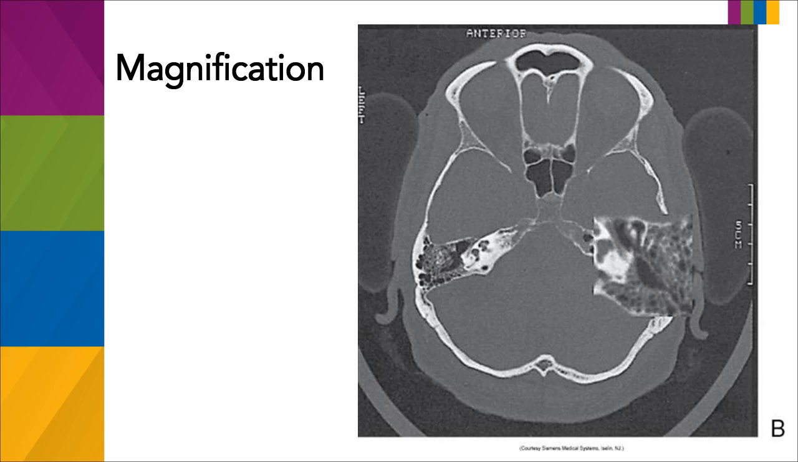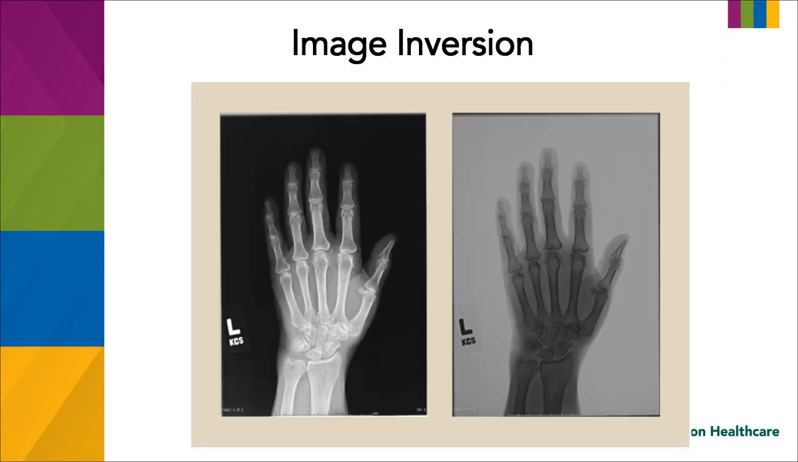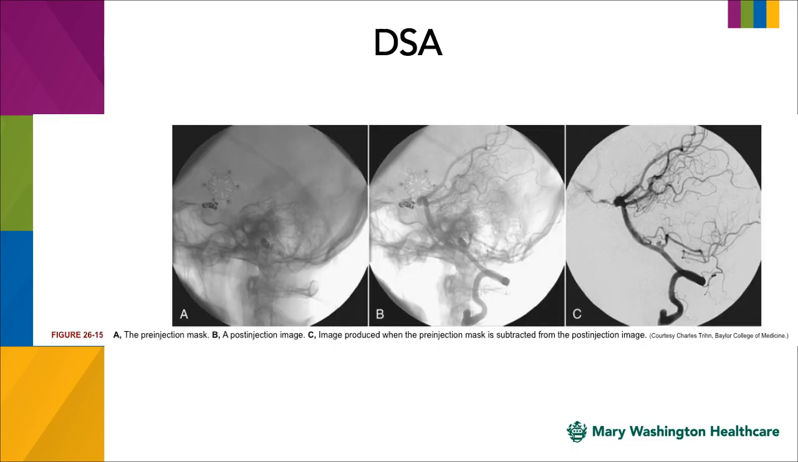Magnification, as we just talked about a moment ago, is going to allow visualization of a smaller part. Image flip. Image inversion allows you to go from taking structures from white to black and black to white.